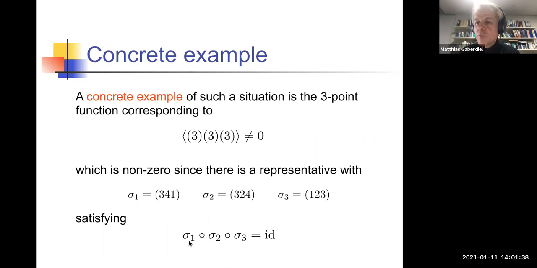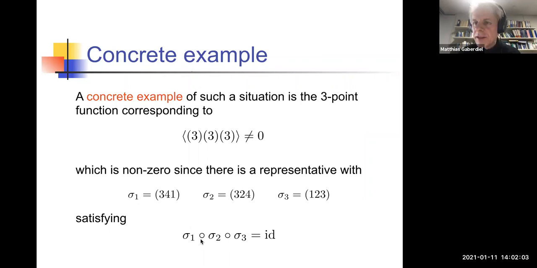And there are three cycle operators, three cycle permutations that multiply to the identity. Here's an example: (3 4 1)(3 2 4)(1 2 3) multiplies to the identity. If you start from here, this maps 1 to 2, this maps 2 to 4, this maps 4 to 1. So you map 1 to 1, 2 to 3, 3 to 2, and so on. So each number gets mapped to itself. So this combination is indeed the identity.